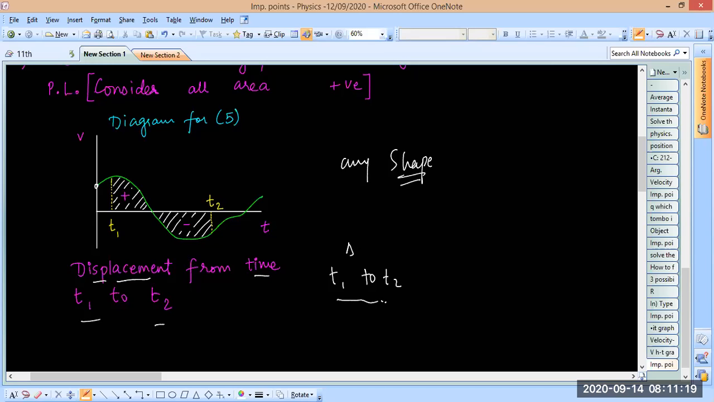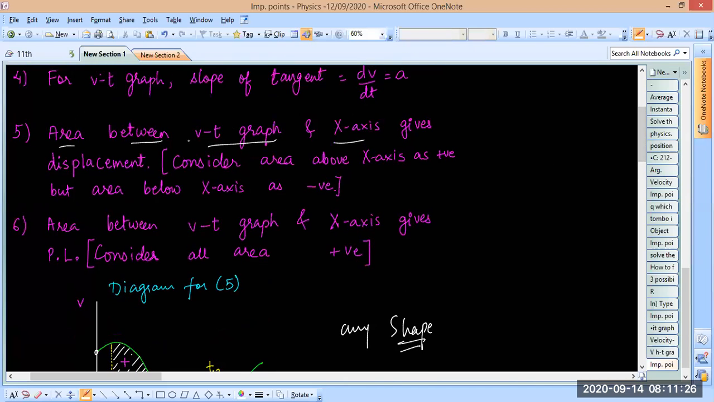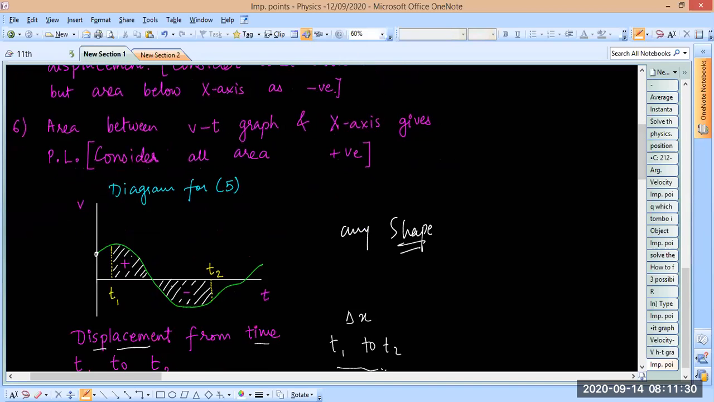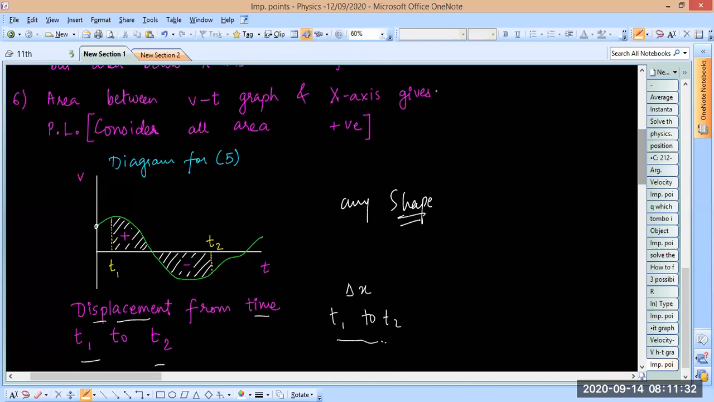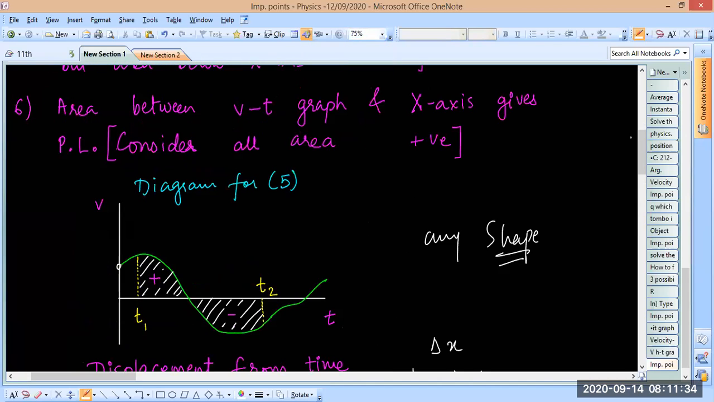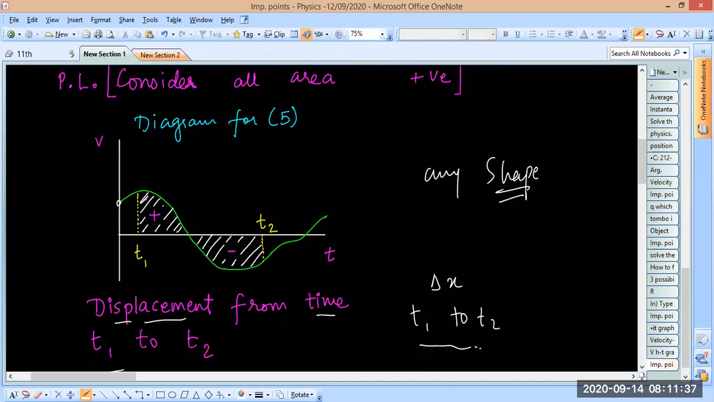In that much time interval, if I want to find the displacement, then I should find the area. I'm reading it from here: area between VT graph and x-axis. I hope you have understood what I've marked over here. I have marked the area between the VT graph and the x-axis, but only from time t1 to time t2. Is that clear? Only from time t1 to t2.